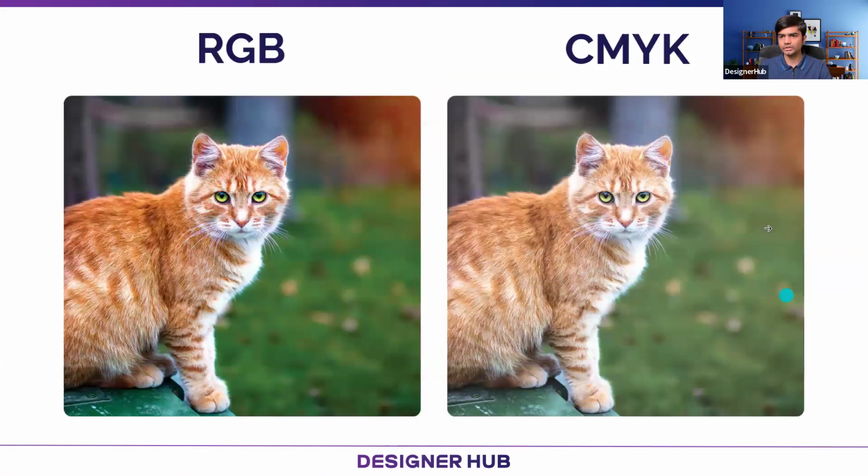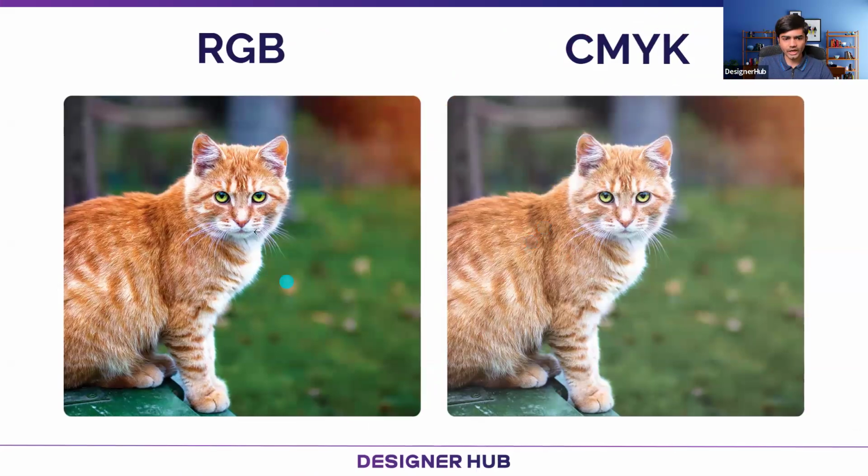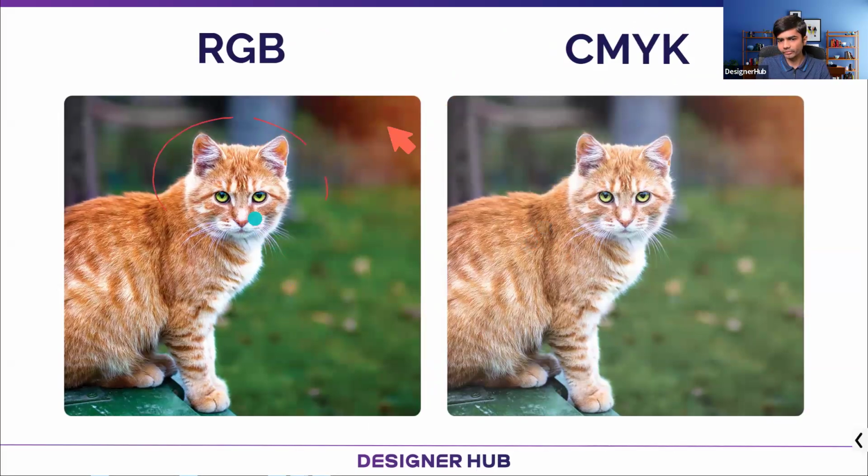So always choose the document file type as CMYK when you're designing anything. I'll show it to you practically, don't worry. This is how your RGB picture might be, but when you print it, you can see the depth is lost. You can notice the color difference on the fur over here and the fur over here. At the same time, you can see it in this green area and this green area.